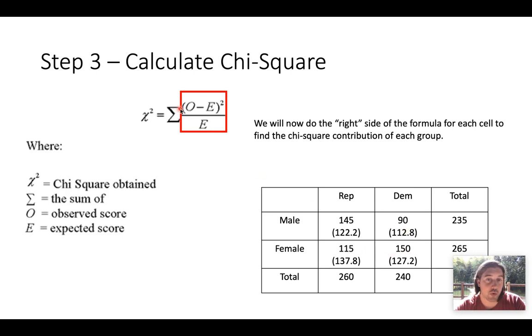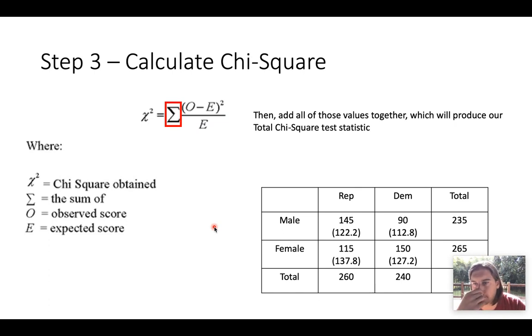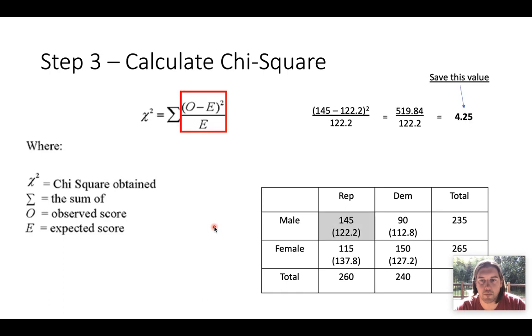Then we're going to sum up the chi-square values from each of our cells. So we do the right side of the formula for each data cell. It'll generate a value, and then we save those values and we sum them. We add them up, and that will give us our chi-square. So let's do it for each cell.